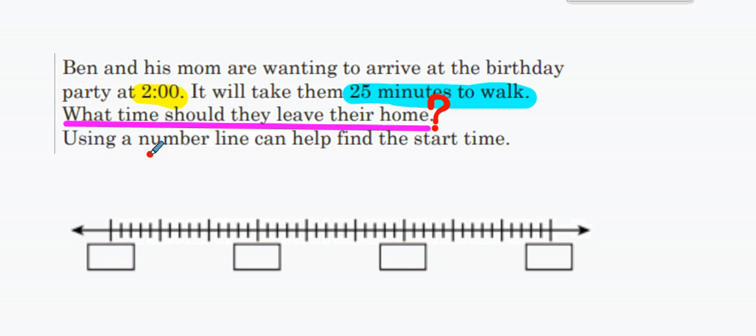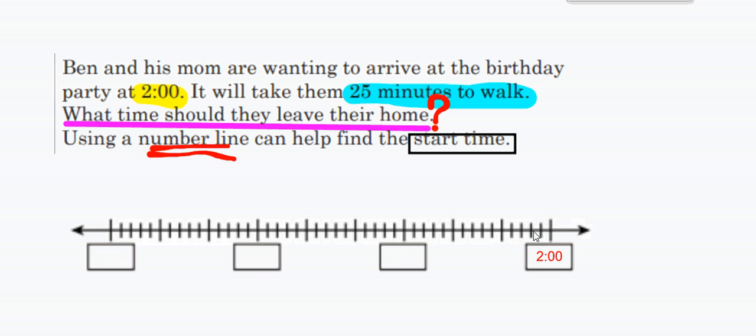So this is the number line. And we're going to be looking for the starting time, right? The time that they started walking, right? So right here, that's what I'm going to be looking for. So since I'm given the ending time, which is what time do they want to arrive at the birthday party? 2. They want to get there at 2. So I'm going to go ahead and write 2 o'clock because that is the time at the end of the number line, because that is the time that they are arriving to their destination, 2 o'clock, right?